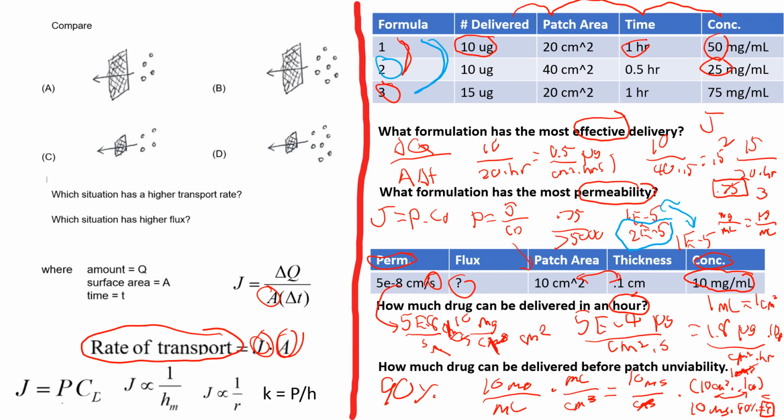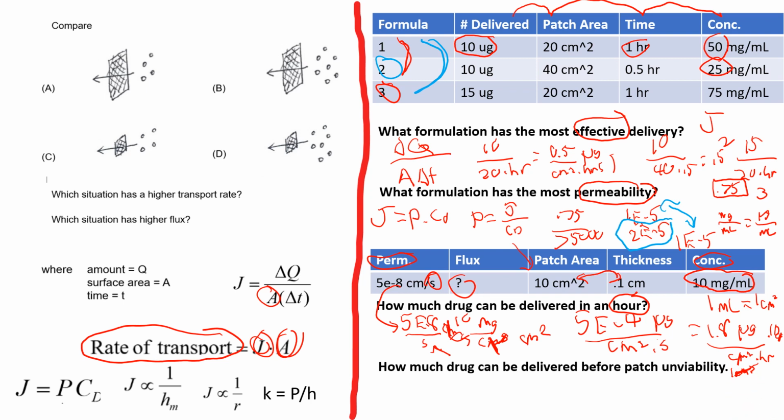So that was the problem I put on here, which I think is a little bit easier and a little bit less abstract. Let's do the harder method now. So how much time until the patch is unviable? How do we do that? So this is 90% for sure.